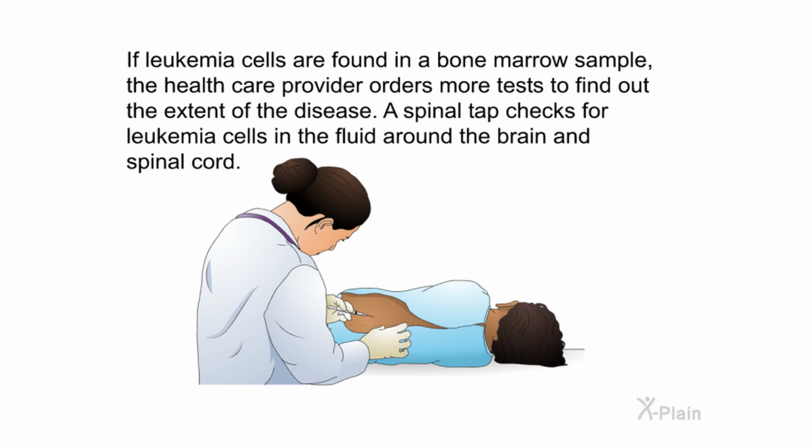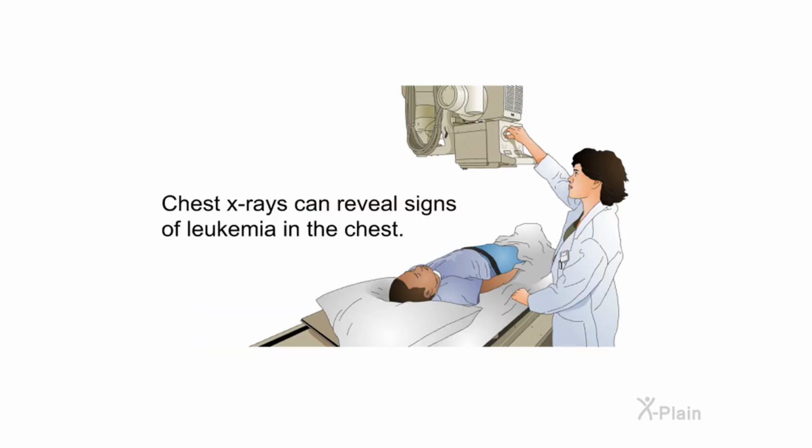If leukemia cells are found in a bone marrow sample, the healthcare provider orders more tests to find out the extent of the disease. A spinal tap checks for leukemia cells in the fluid around the brain and spinal cord. Chest X-rays can reveal signs of leukemia in the chest.